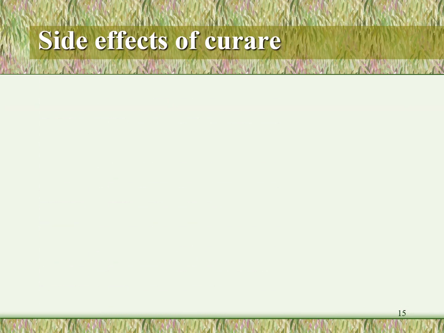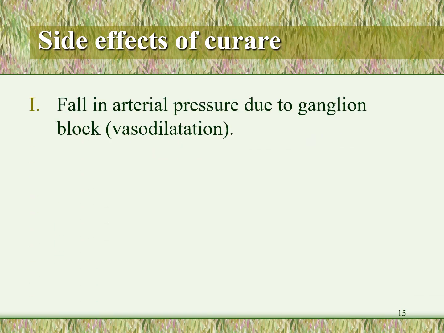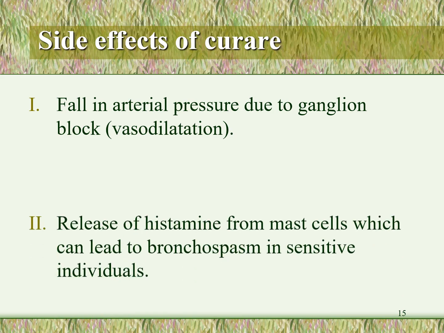The side effects of curare and this group of drugs, pancuronium, vecuronium, gallamine: they can produce a fall in arterial pressure. This fall in arterial pressure is due to ganglionic block. They produce block in the ganglia, and this can affect the sympathetic activation and will produce vasodilatation.